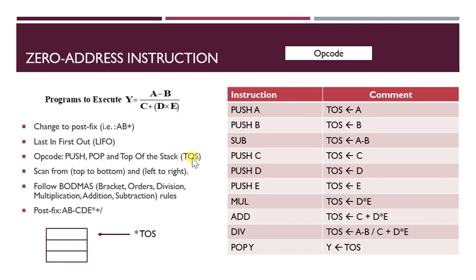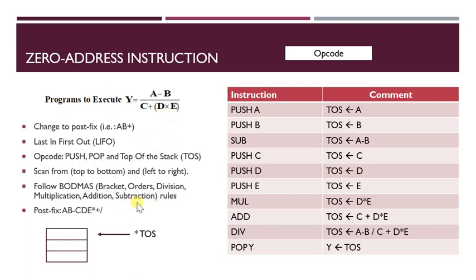All right, so how do you do the 0 address instruction? You need to scan from top to bottom and also left to right if you have a fraction in the program. But if you have a normal program which does not have fractions, you just scan from left to right. And then you must follow BODMAS: the bracket, orders, division, multiplication, addition, and subtraction rules. All right, so for this program, what is the postfix notation?